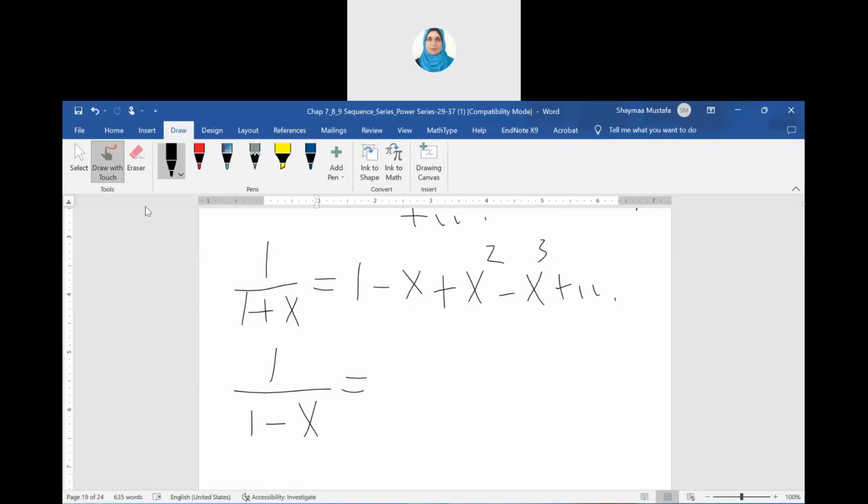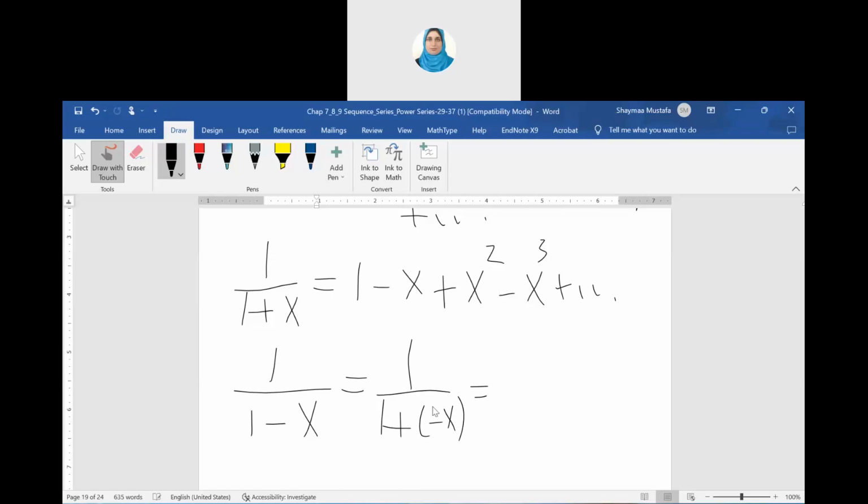What do you think? Yes, we can use the result. Yeah, we can use the result because there is no need to repeat all the previous steps. It is easier to use this result because this one is equal to 1 over 1 plus minus x.